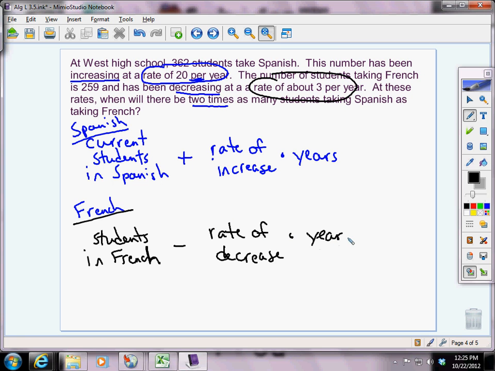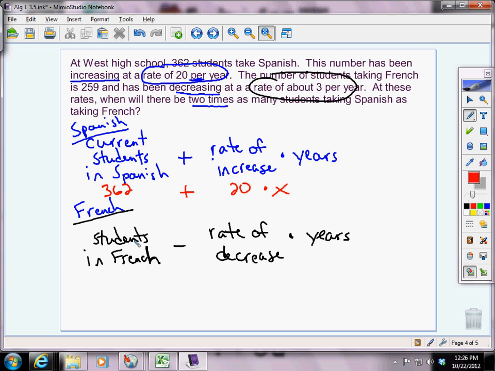Because if it's decreasing at a rate of 3 per year, that means after 1 year, it decreased by 3. After 2 years, it decreased by 6. 3 years, it decreased by 9. We're multiplying by 3 each time. Okay? So now, if we wanted to put some labels in, we know the number of students taking Spanish. That is 362, even though I erased it here, wrote over it. Plus our rate of increase for Spanish is 20. And the number of years, well, that's what we don't know. So let's call that x.